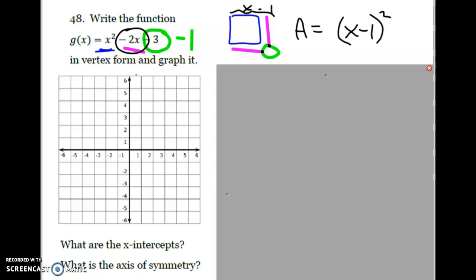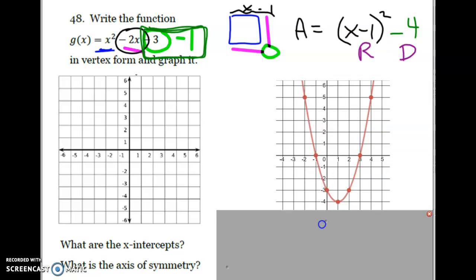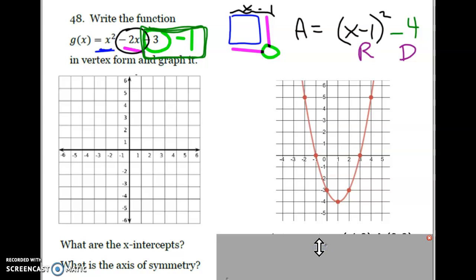And I was missing 3 and missing the 1 square that it took to make my diagram. So I'm actually missing 4 altogether. Okay, so this will shift to the right 1. Signs are opposite inside the parentheses, and down 4. Let's see what the picture of the graph looks like. To the right 1, down 4, there's the new vertex.